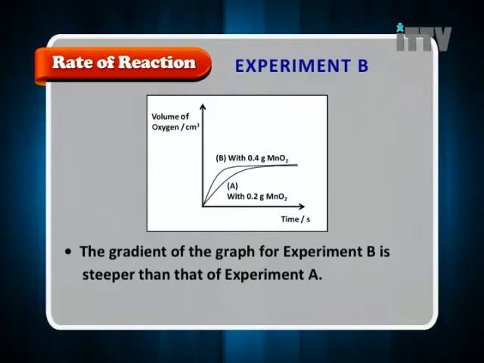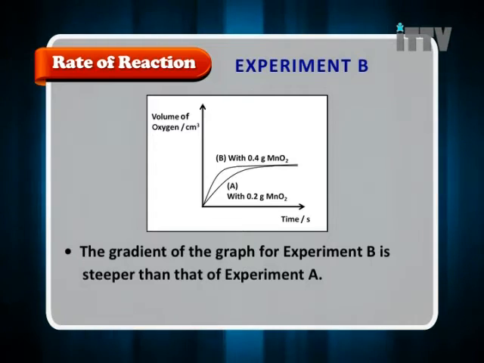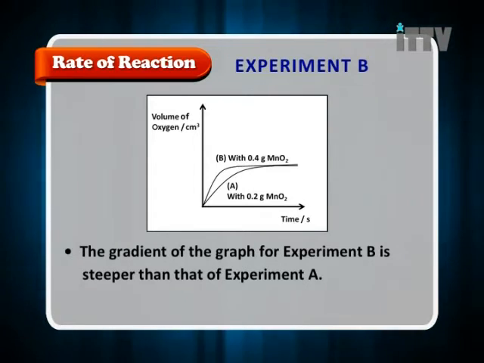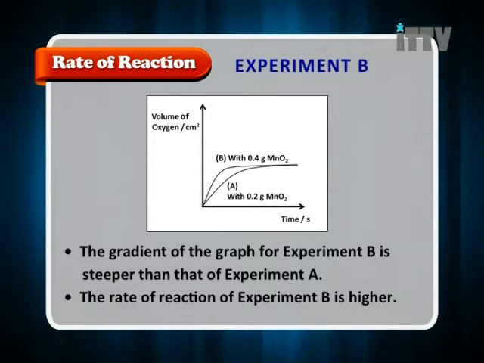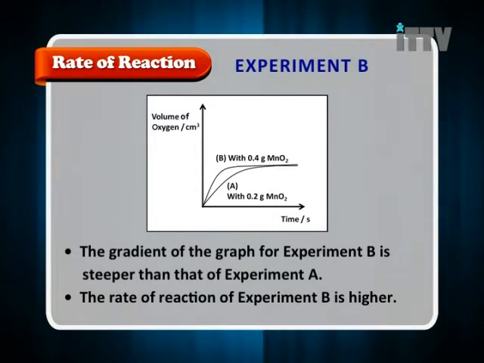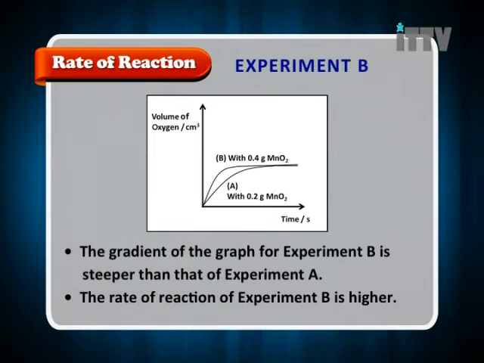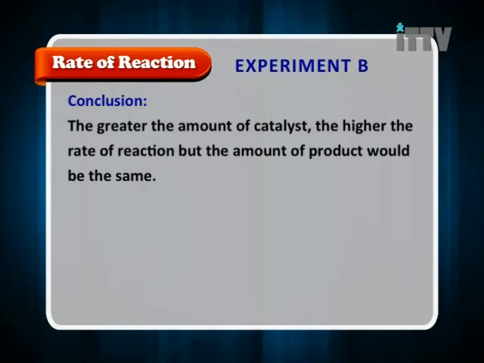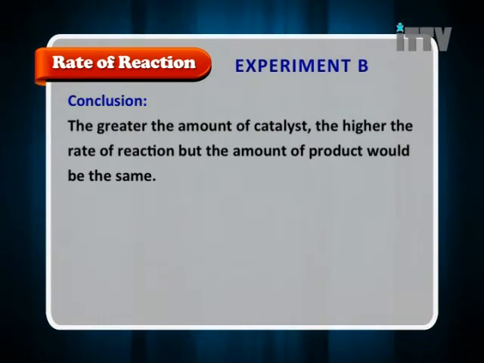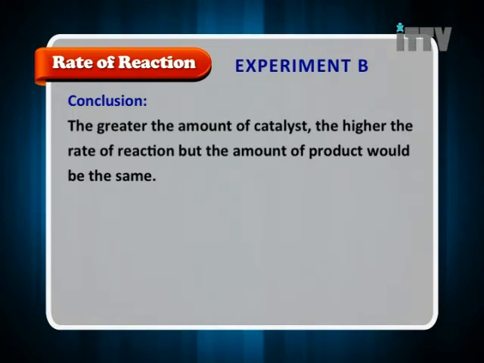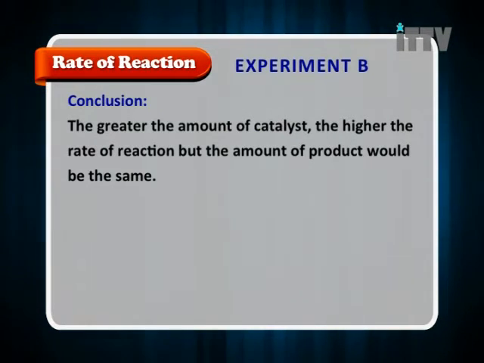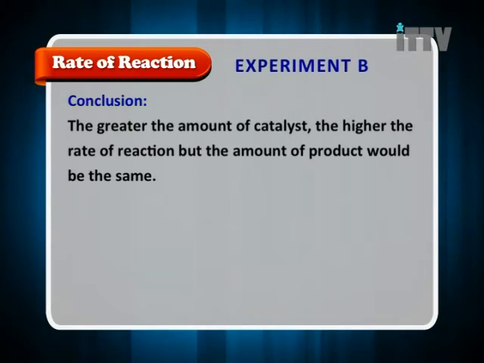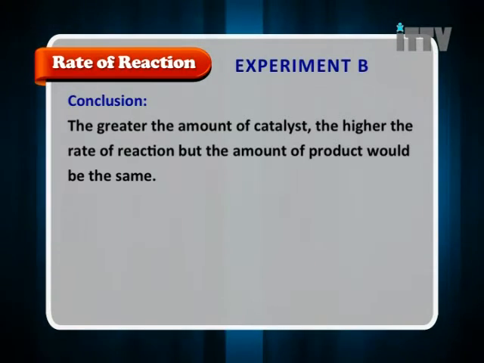The gradient of the graph for experiment B is steeper than that of experiment A. The rate of reaction of experiment B is higher. Conclusion: the greater the amount of catalyst, the higher the rate of reaction, but the amount of product would be the same.